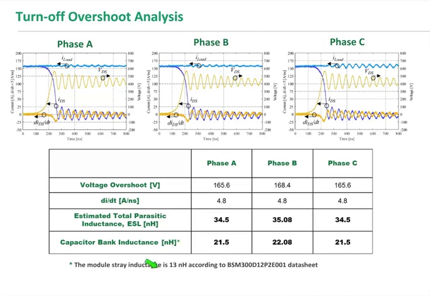Then you're going to the data sheet of your IGBT driver, and there you find that it's 13 nanohenry. So at the end, you end up with a whole inductance of your cap link in the range, let's say, of 21 up to 22 nanohenry.